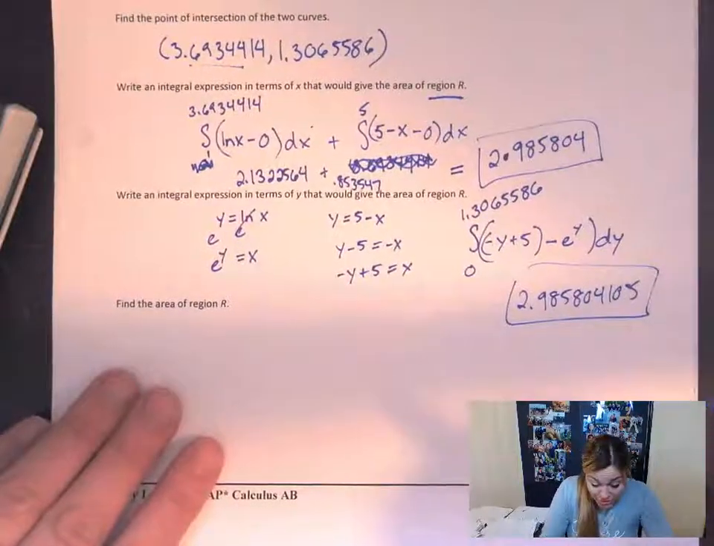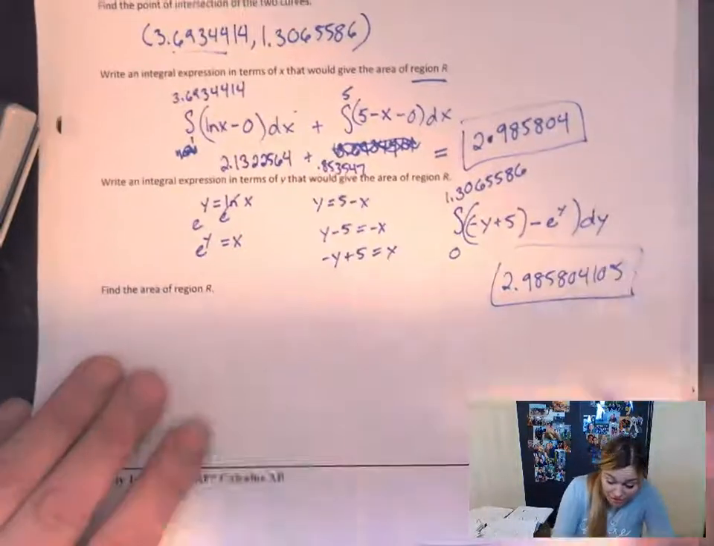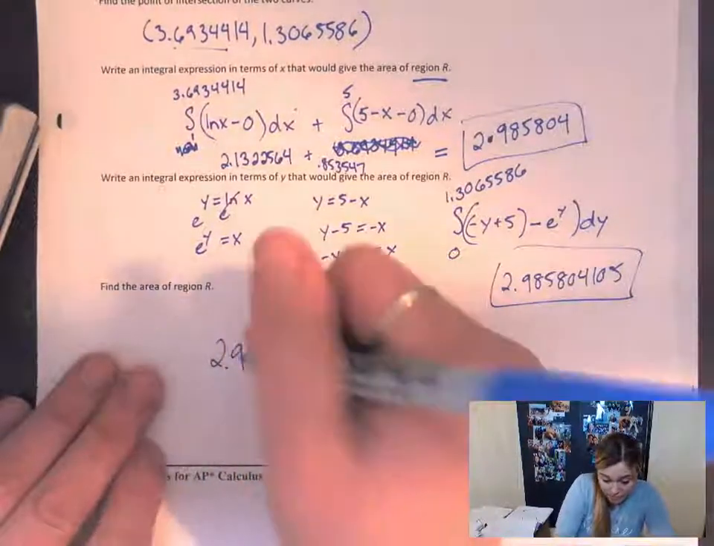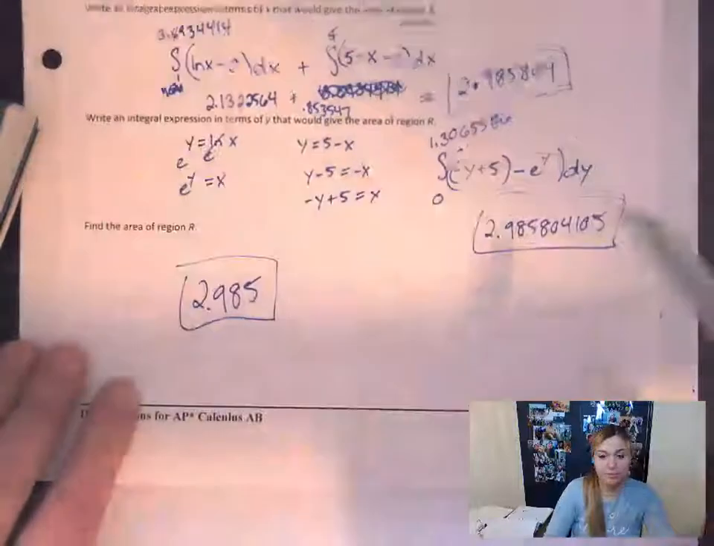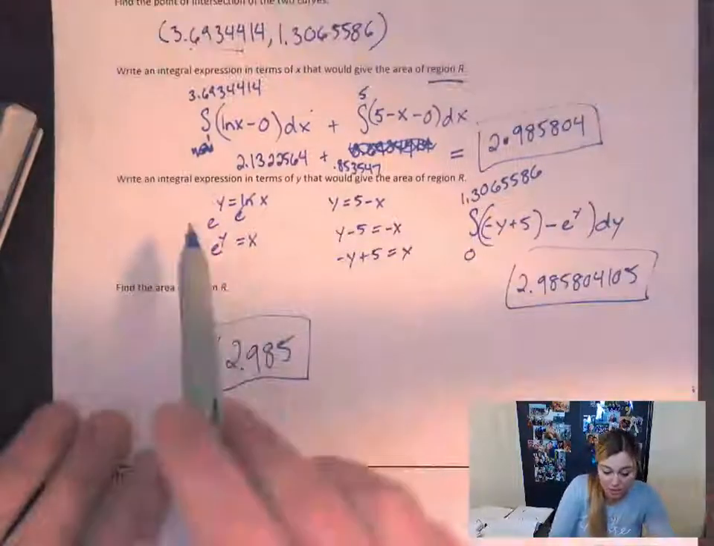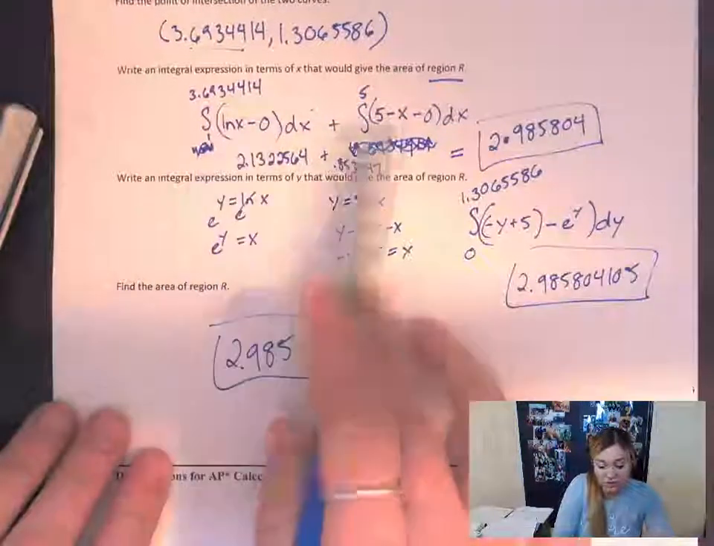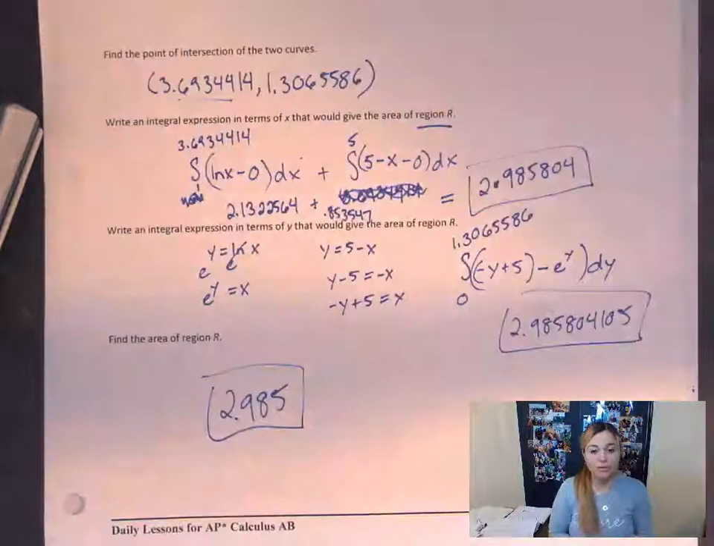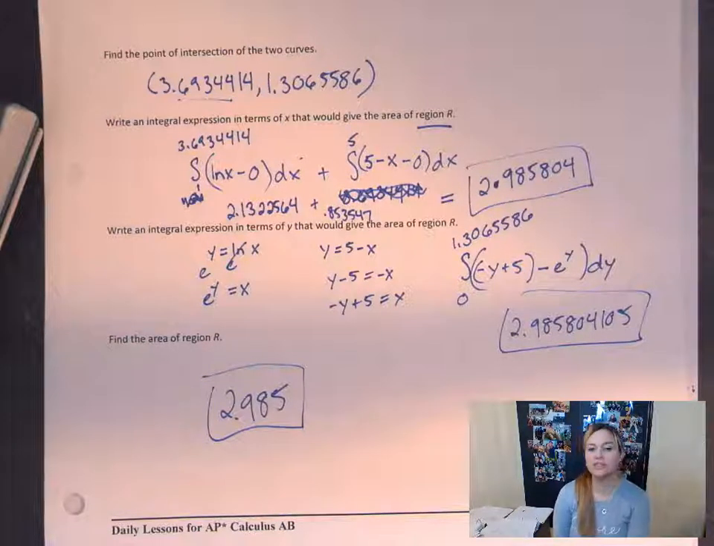If I find the area of region R, I actually already did this. I just did it in both of them to make sure. Write an integral expression. You could have just left it at that. Whew, that was a lot, but we did it. Okay, let me know what questions you have. It's a lot more common to do something in terms of x. I just wanted to show you it's possible in terms of y too.